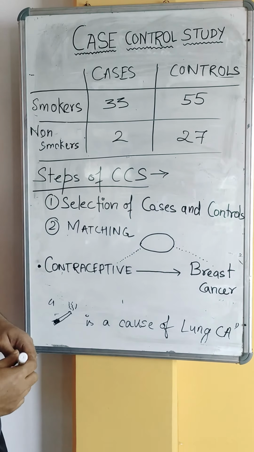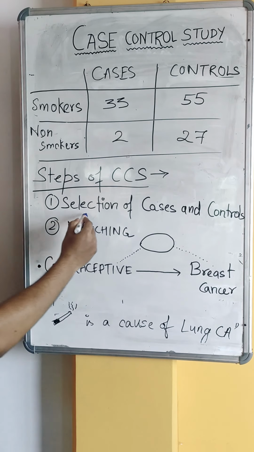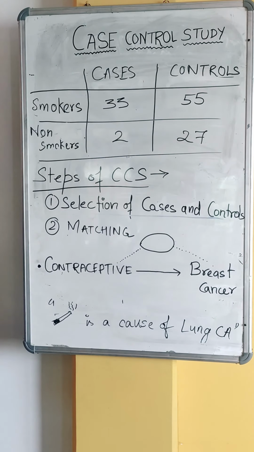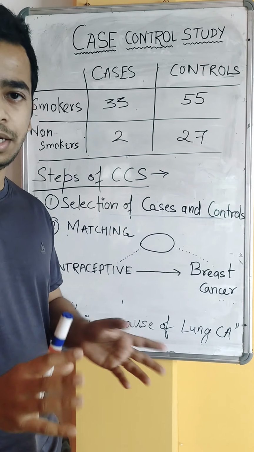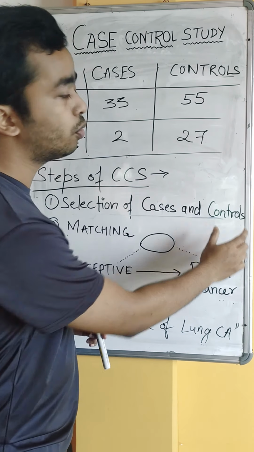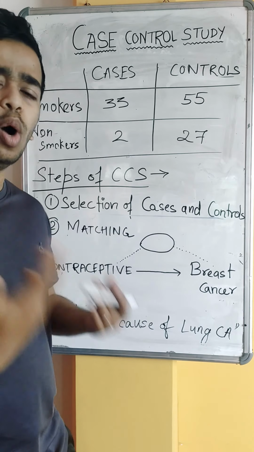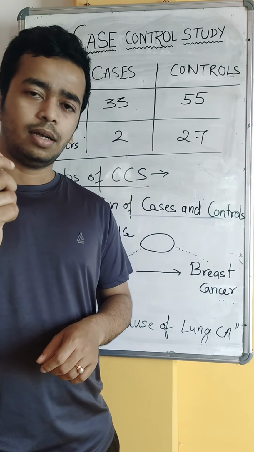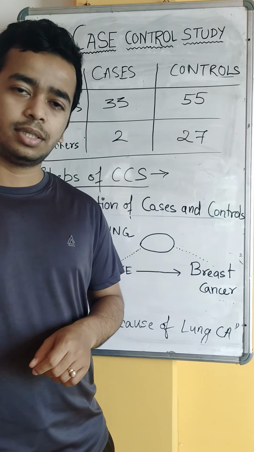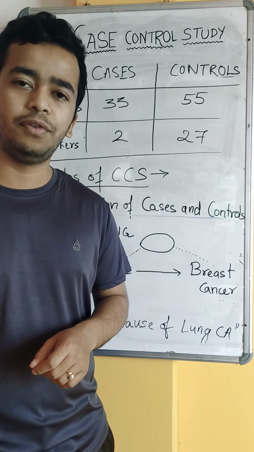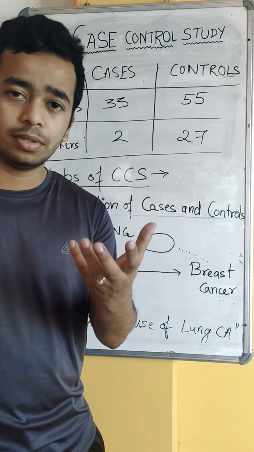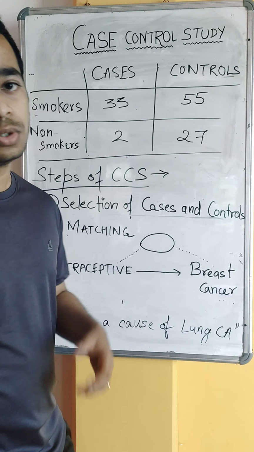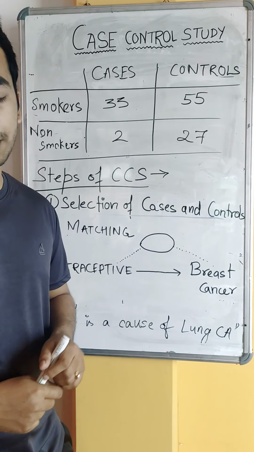So the first step of a case control study is selection of cases and controls. So how do we select cases? We go to the hospital, we select the lung cancer patients, right? Selection of controls is very important. First of all, why do we select controls? See, calculating just the values of cases is not sufficient. We also need a comparison group, right? That comparison group is called the control. So how to select this control is very important.